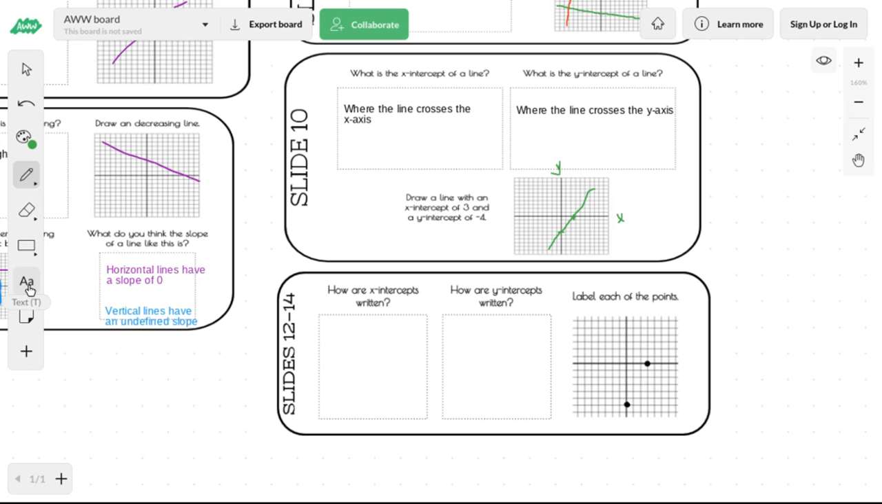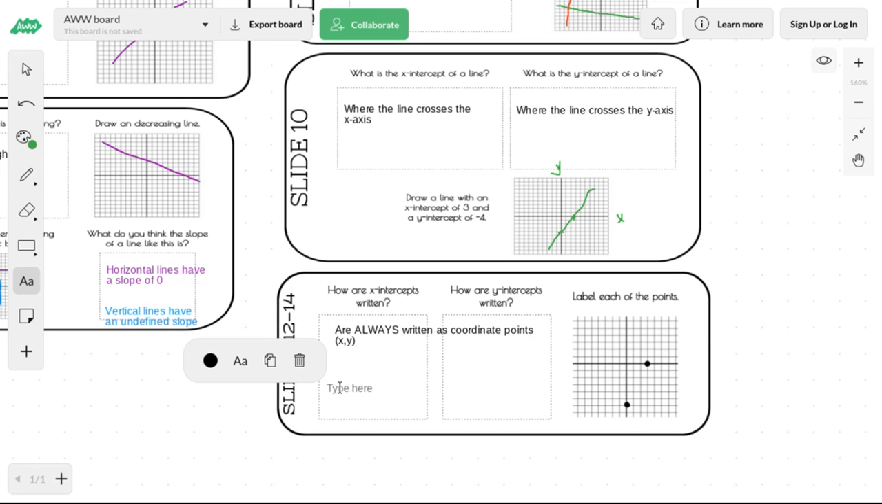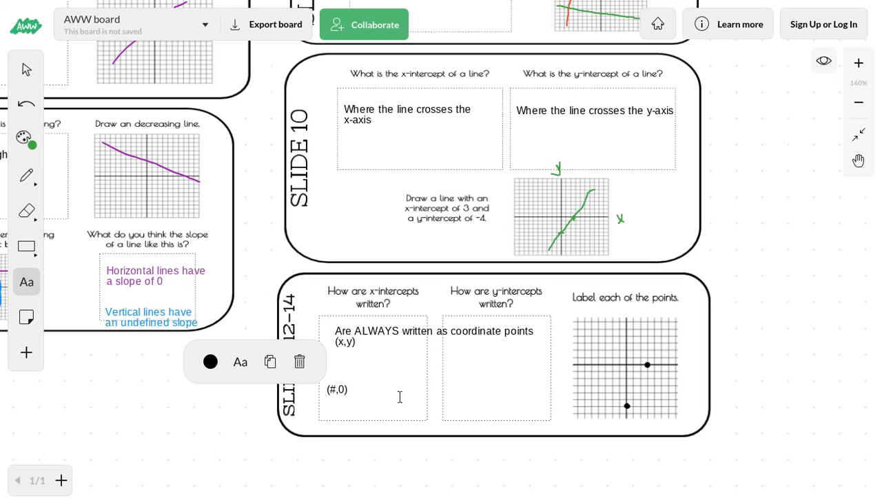And finally, there's a very special way that our x and our y-intercepts are written, and these are always written as coordinate points, which means that they always have an x comma y. Specifically, x-intercepts will always have the number of the intercept first and then comma 0, and y-intercepts will always have 0 first and then the number of the y-intercept. So it says to label each of these points.